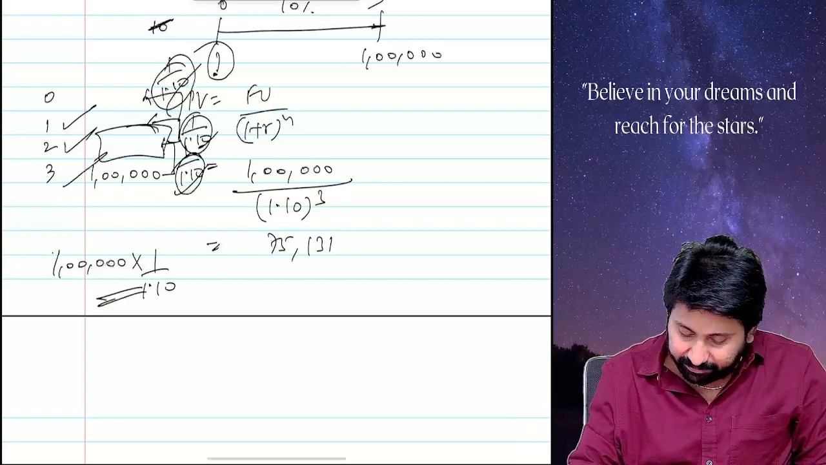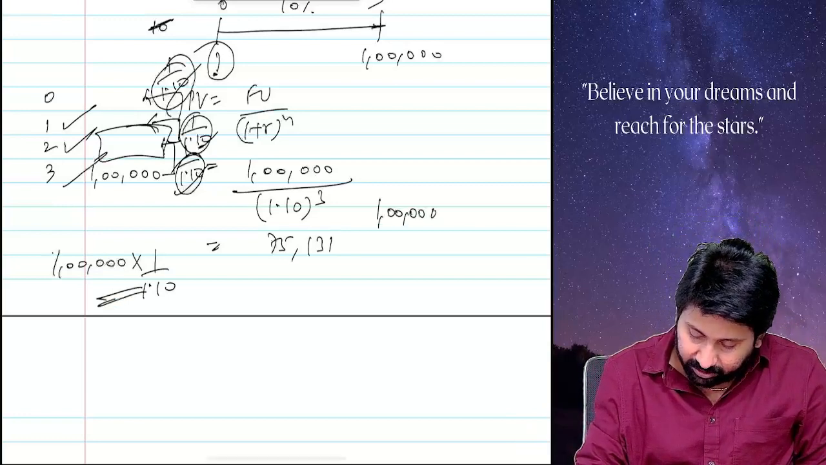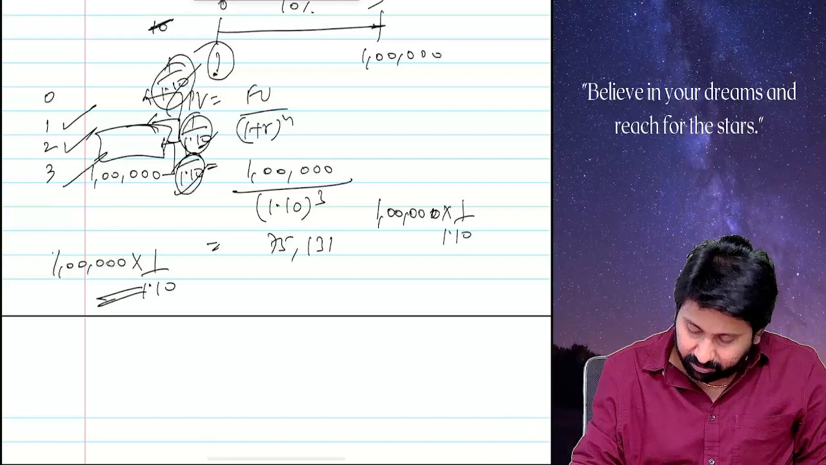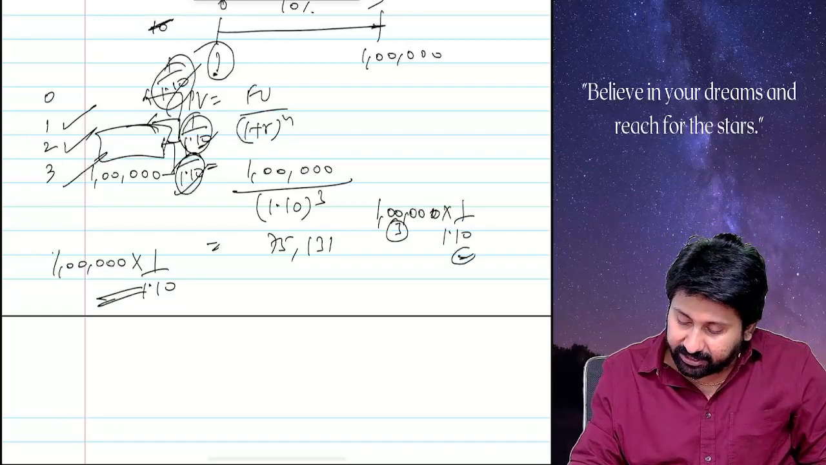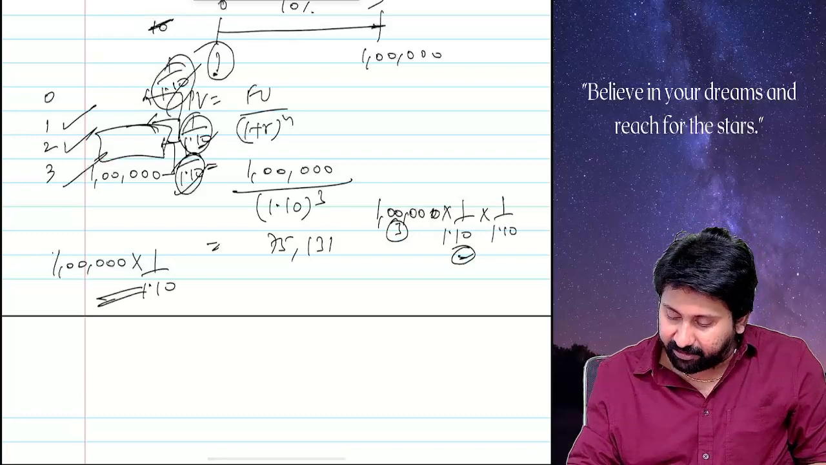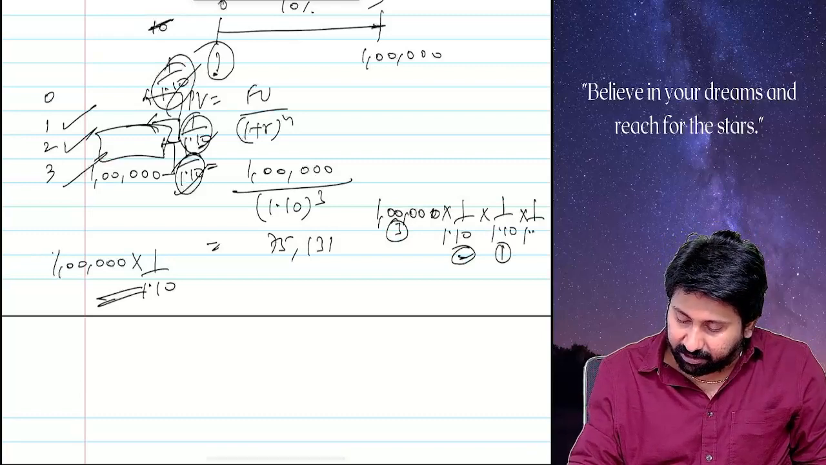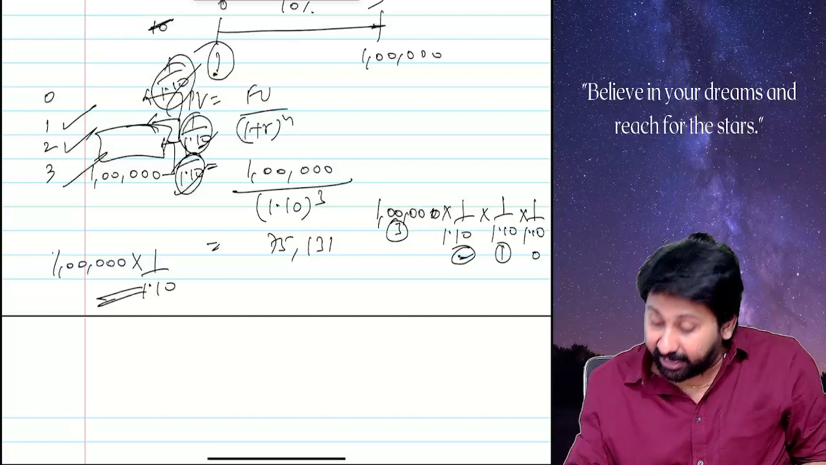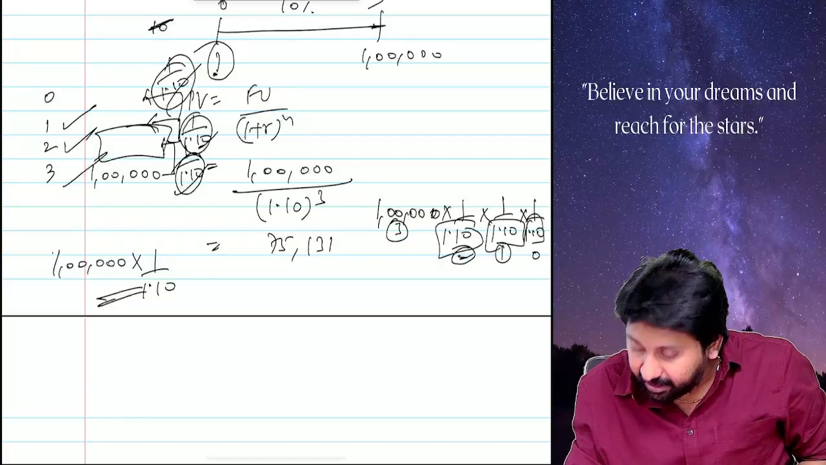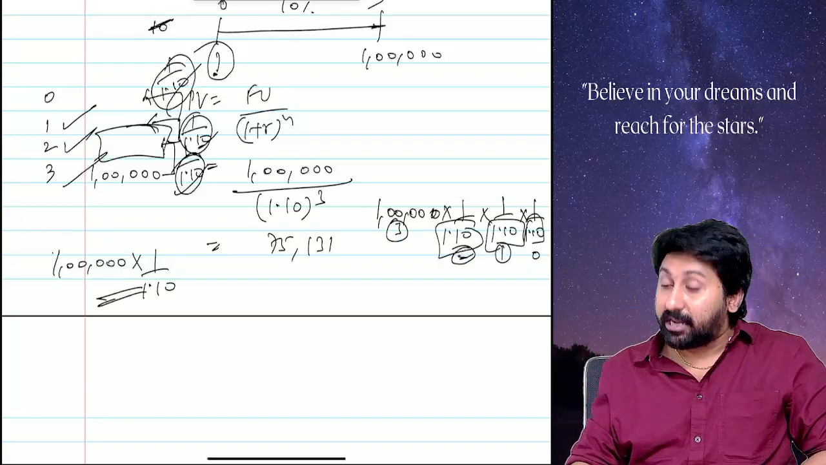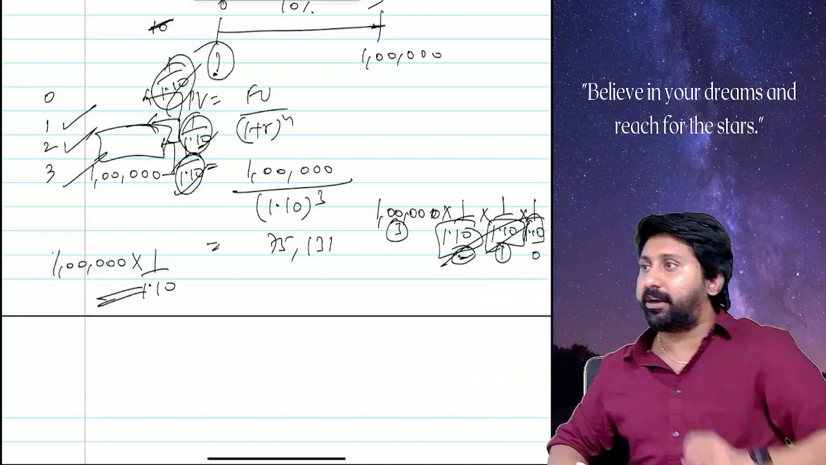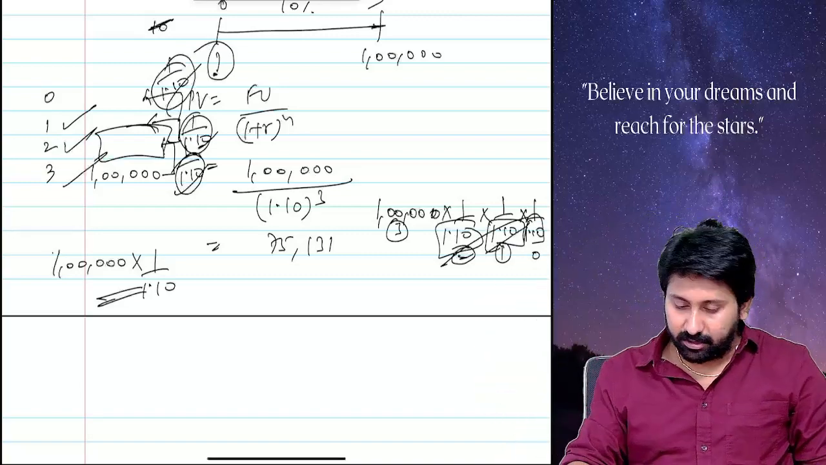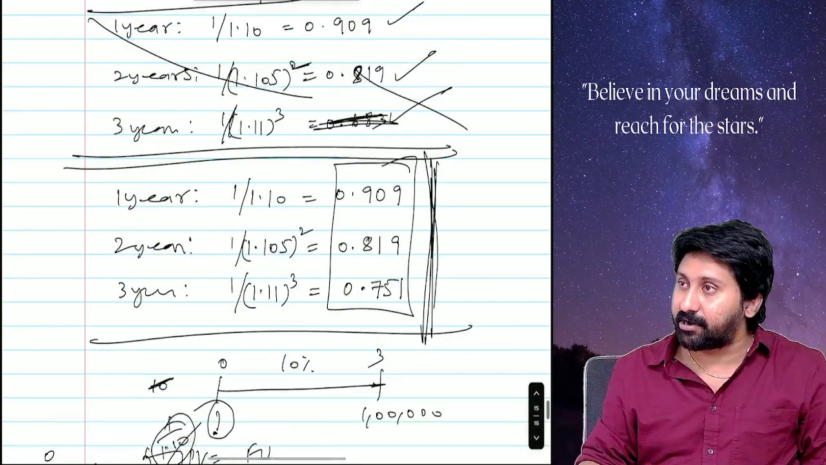This answer will be there, na? 1 lakh into 1 by 1.10. Once you discounted, the third year becomes the second year, into 1 by 1.1. First year, into 1 by 1.1. Zero year. Is the rate the same or different? Average. Instead of this, we will take forward rates here. Different rates we will discount it. Listening? Okay. Remember these answers now.